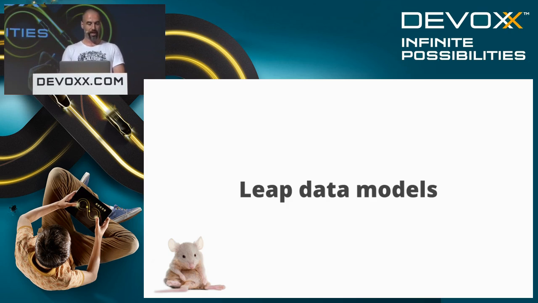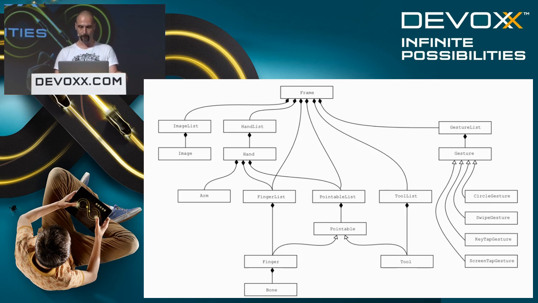So which data models do you have access to? I kind of hinted towards that already. So it all starts from a frame that gets the information as the callback happens. And then you basically have lists of information. So you have lists of images that I've personally never used because it's quite new. Lists of the hands and lists of the gestures.